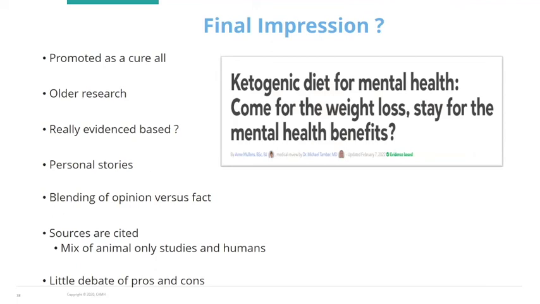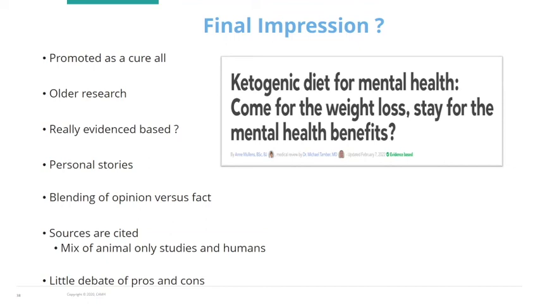And as you can see, our takeaways are: the ketogenic diet was really promoted as a cure-all. There was only one little quote from one person saying, I had a negative experience using this diet. The research that they cited was all much older research. It was labeled as evidence-based, but it really wasn't.